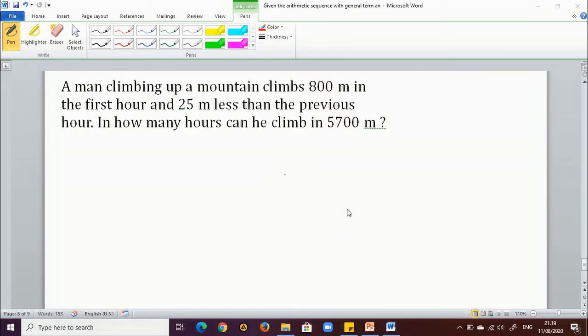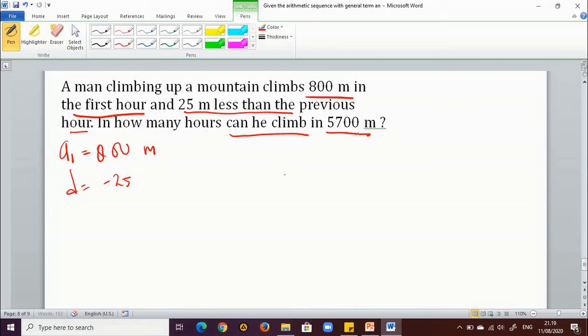A man climbing up a mountain climbs 800 meters in the first hour. So this means the first term is 800 meters, and then 25 meters less than the previous hour. So that means the difference is minus 25. And then in how many hours can he climb 5,700 meters? So here they're talking about Sn equal to 5,700, and they ask how many hours, which means n.